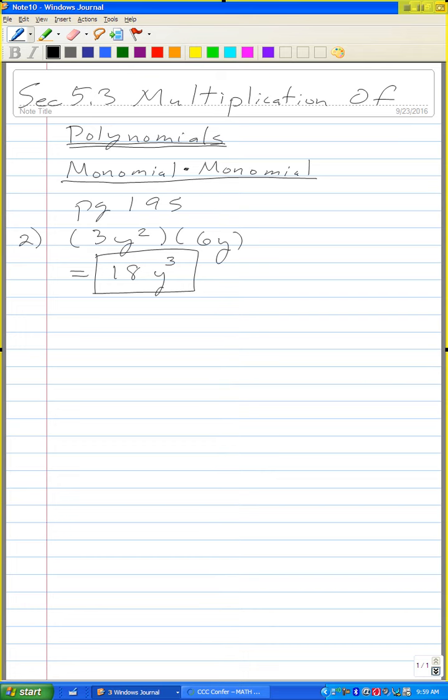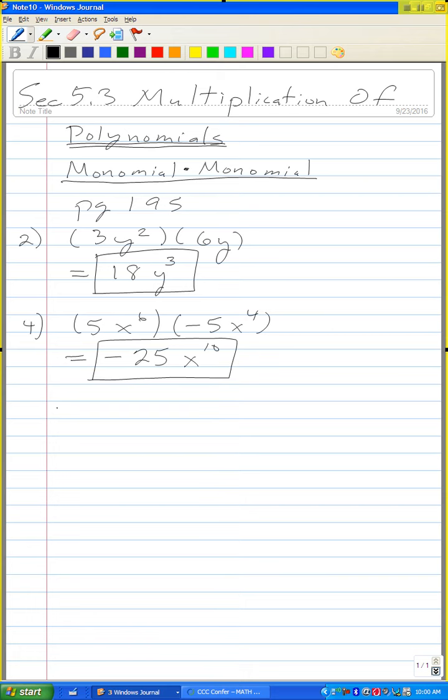Let me do problem number 4. 5x to the 6, negative 5x to the 4. And so let me multiply. Positive times negative is negative. 5 times 5, 25. X to the 6 times x to the 4, 6 plus 4, 10. And that is your answer.